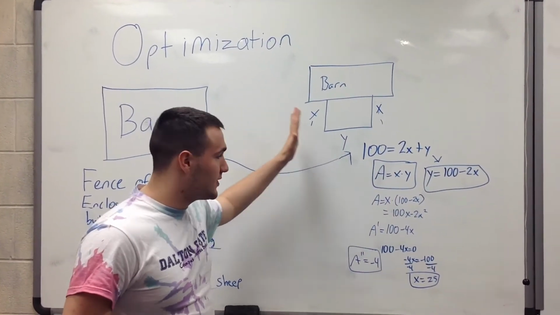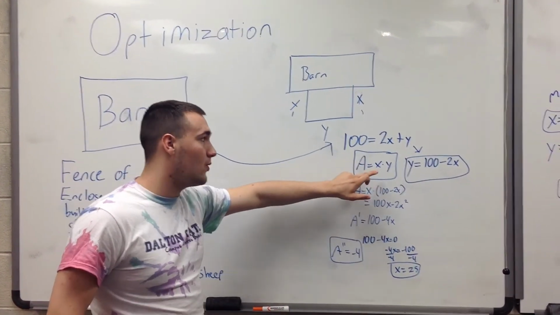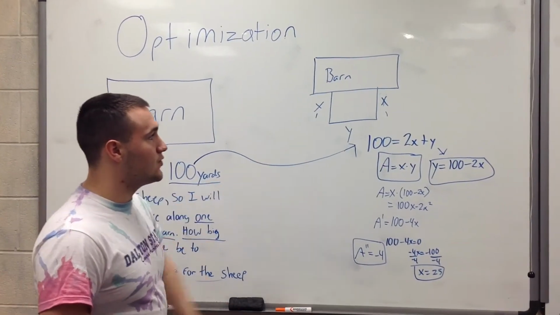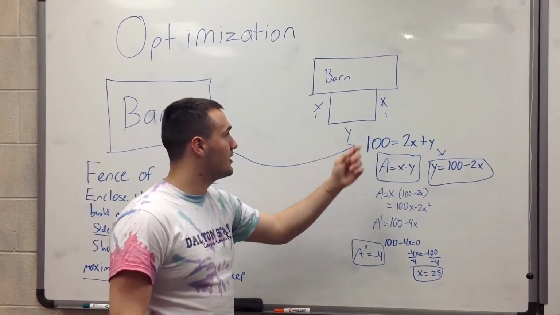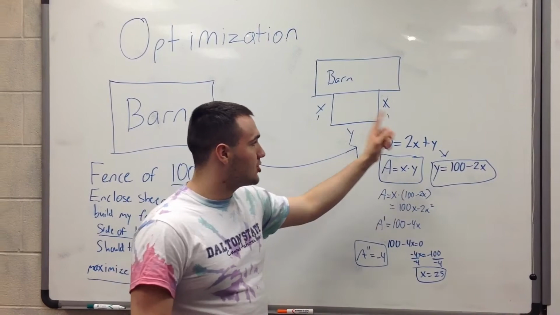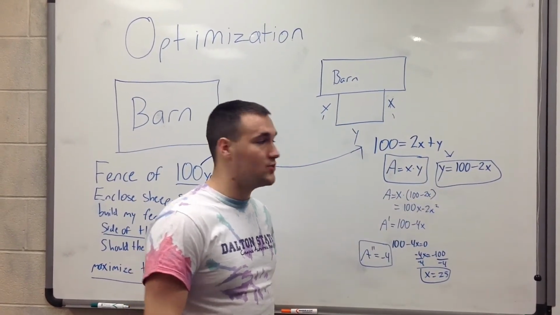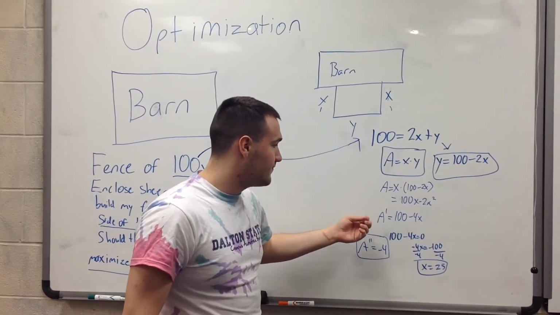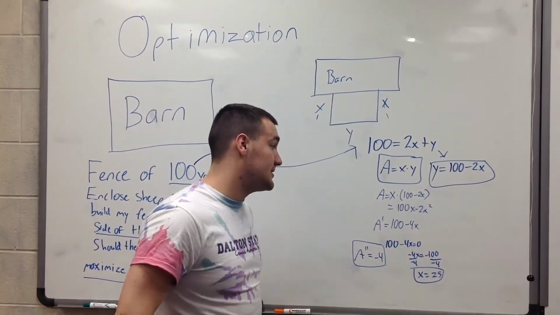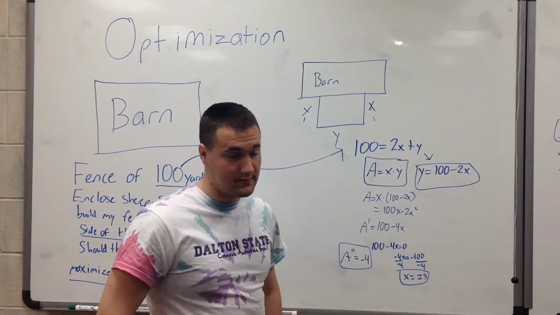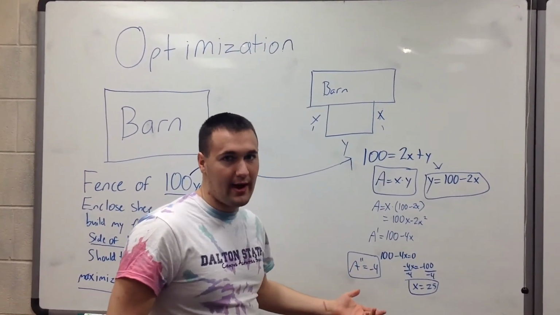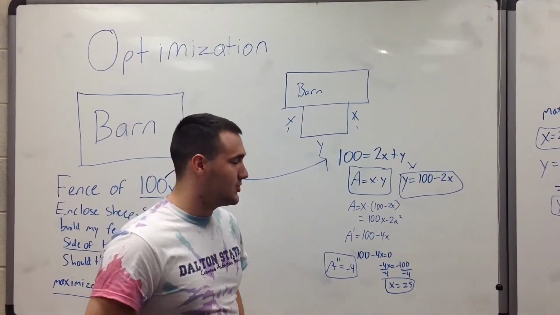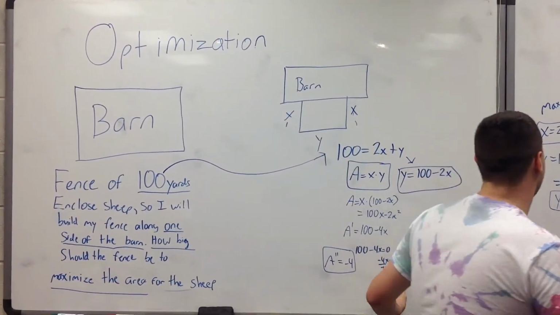The whole point of doing all this was trying to figure out what is X and what is Y. You took your 100 yards and set it equal to two X's plus one Y, and then you turned it into this to figure out Y is equal to whatever this is equal to. You took your first derivative, and then you set it to equal 0 to find out what X is equal to. And also your A double prime, which may or may not be useful depending on what kind of situation you're in.